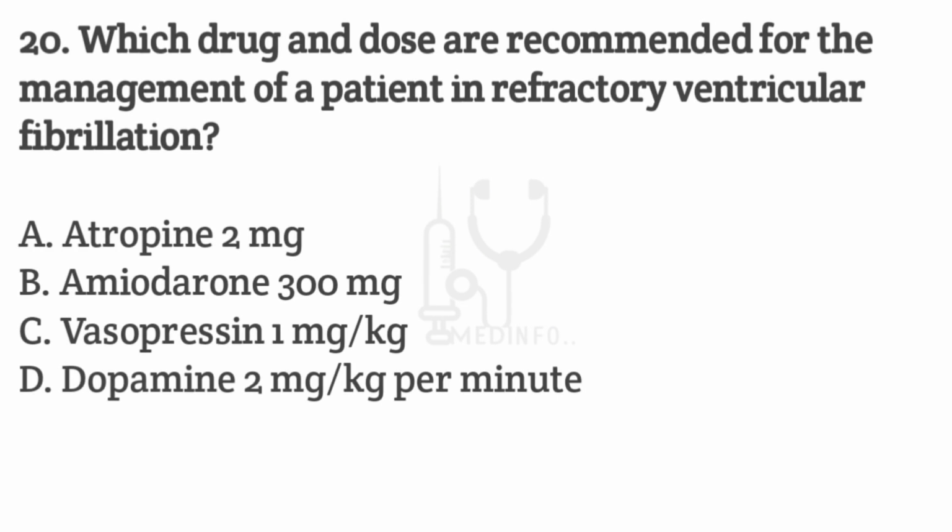20. Which drug and dose are recommended for the management of a patient in refractory ventricular fibrillation? A. Atropine 2 mg. B. Amiodarone 300 mg. C. Vasopressin 1 mg per kilogram. D. Dopamine 2 mg per kilogram per minute.